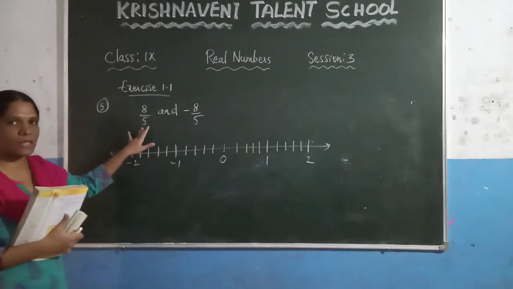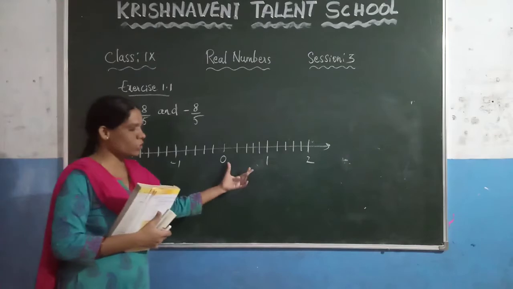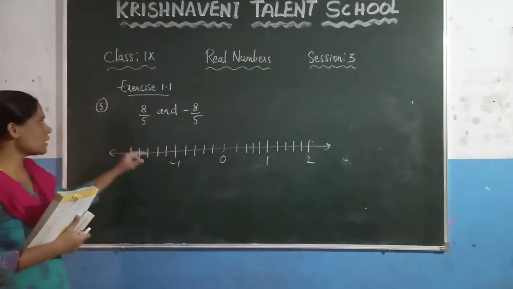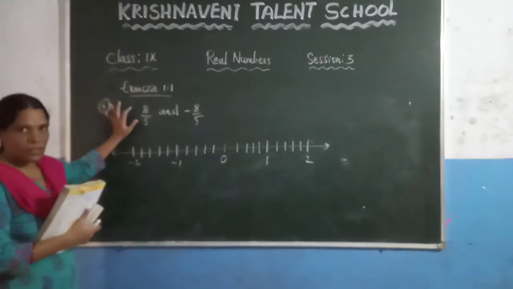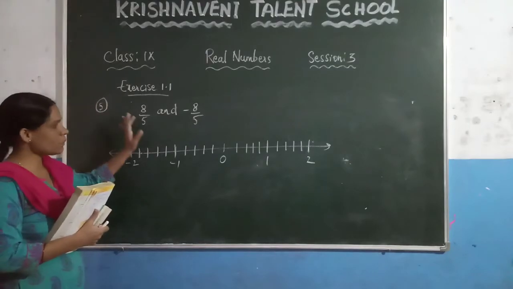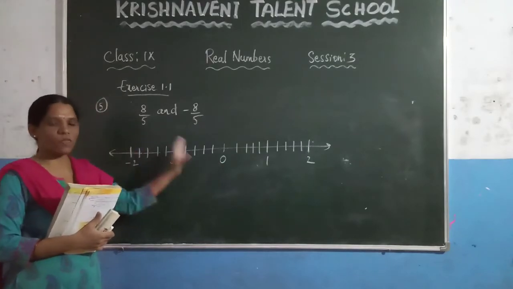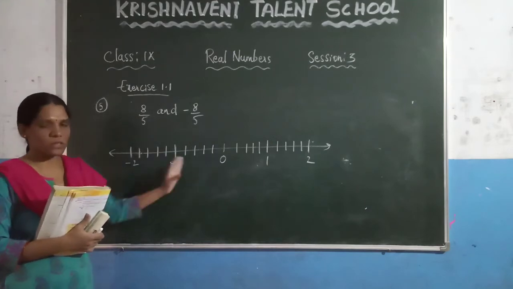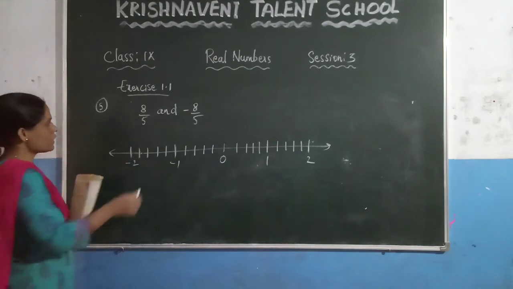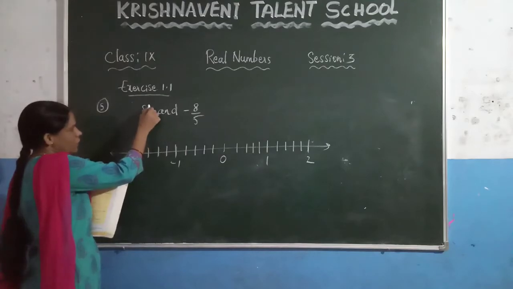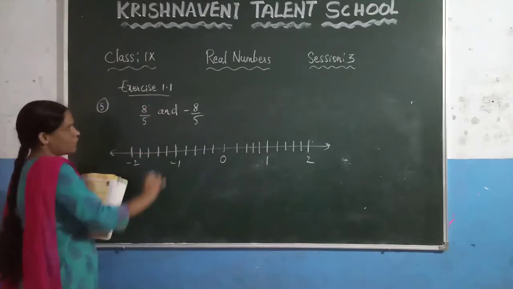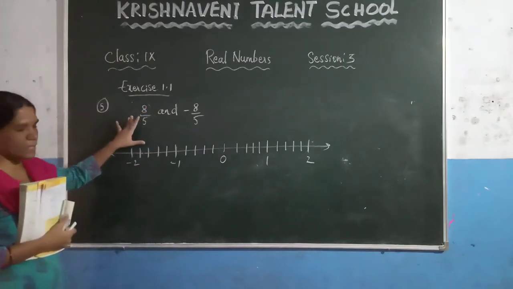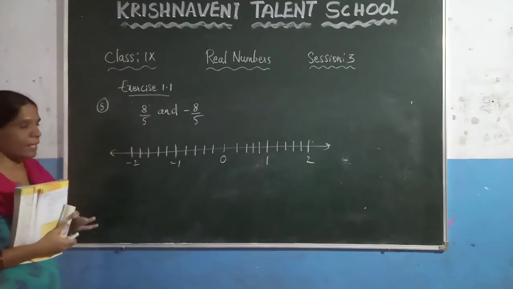Since here the denominator is 5, divide each unit into 5 equal parts. After that check the numerator, and you have to move that many steps to the right of 0 if it is a positive number, or if it is a negative number you have to move to the left of the 0. Since 8 by 5 is a positive number, here you have to check the numerator. Since 8 is there, you have to move here 8 steps.